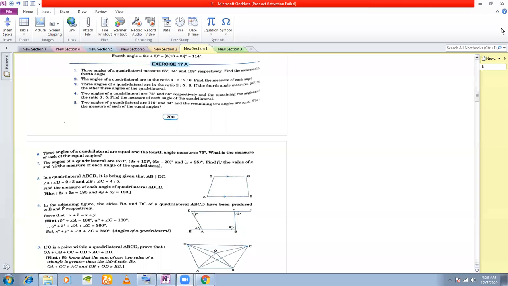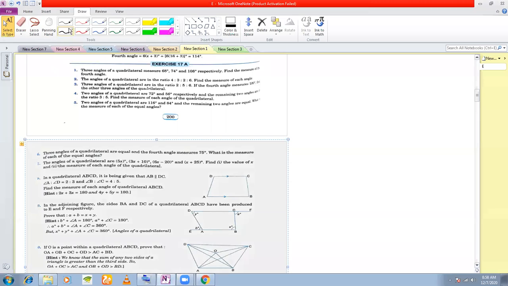Quadrilaterals are special kinds of polygons which have four sides. There are certain special kinds of quadrilaterals also. We shall see what kind of quadrilaterals these are. But first, we shall work out two or three problems from this exercise, which relates to the sum of interior angles of a quadrilateral.